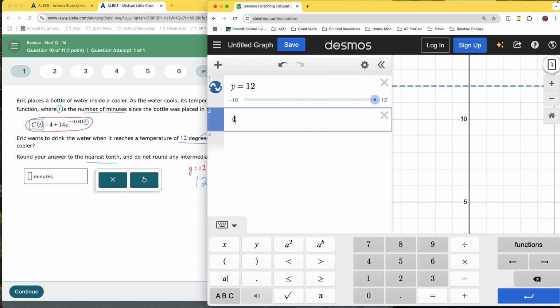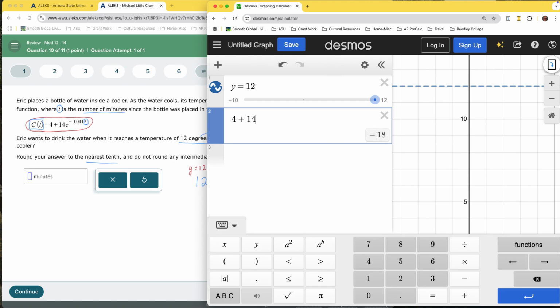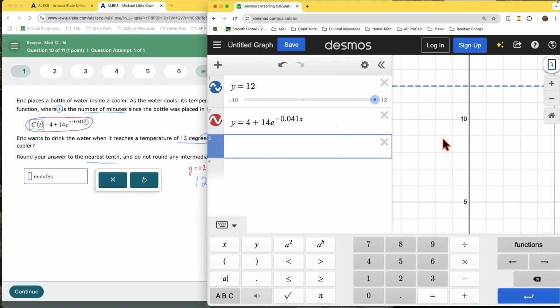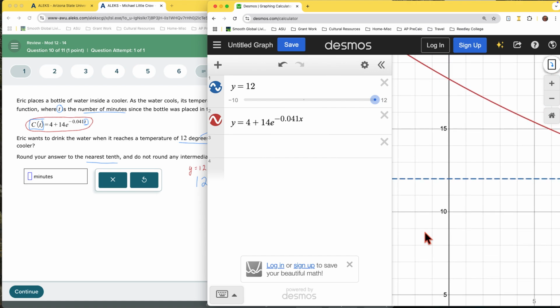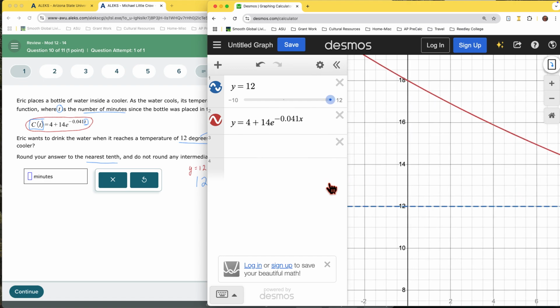And then we put the other side in, which was 4 plus 14 e to the minus 0.041 x. 14 e, and we can click on here to get the exponent. Minus 0.041. Oops, gotta put a minus, not a dot, negative. There we go. And remember, when I do y equals, it looks at it as a function, and I'm able to put my x up here. I don't see much happening. And so what I do is go up, because it starts warmer and it's going to cool down, right? And I can move this over so I can see more of the graph now.